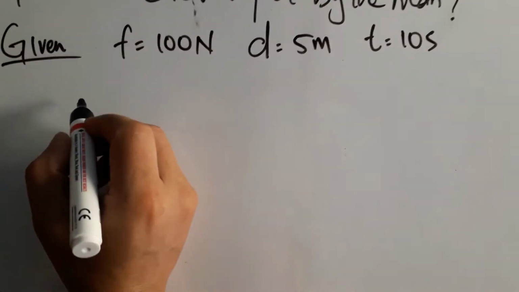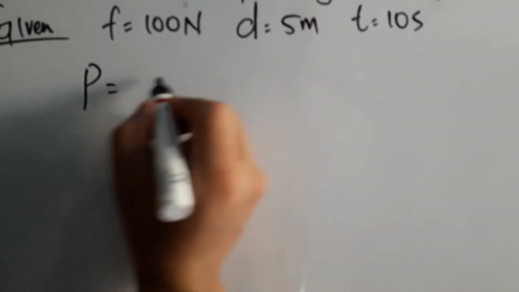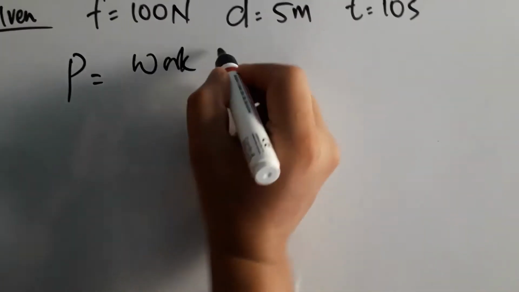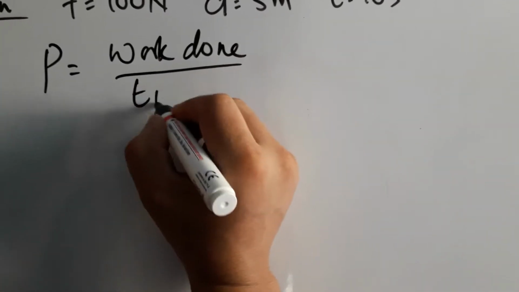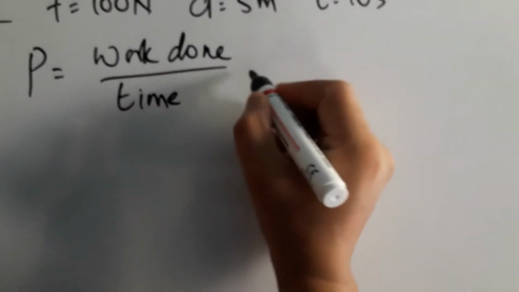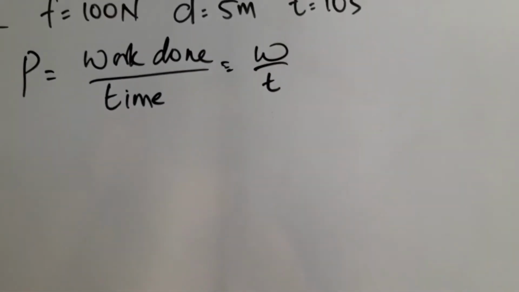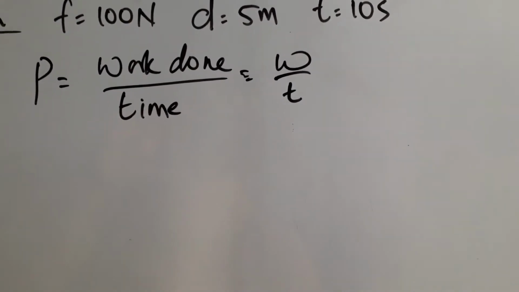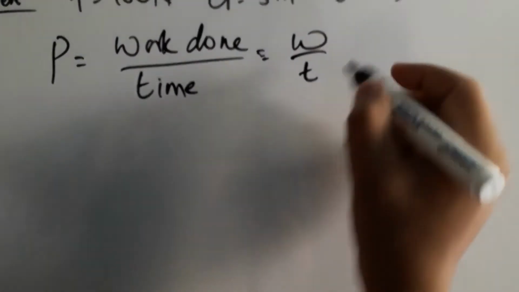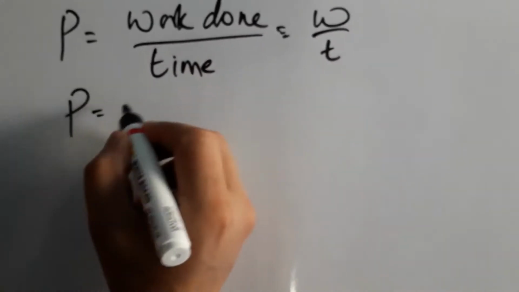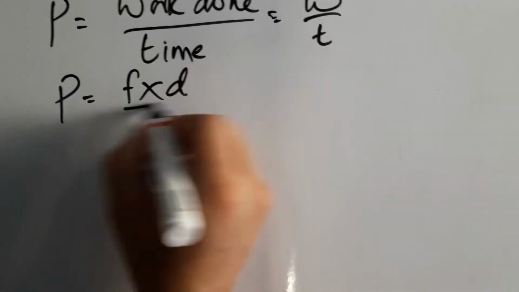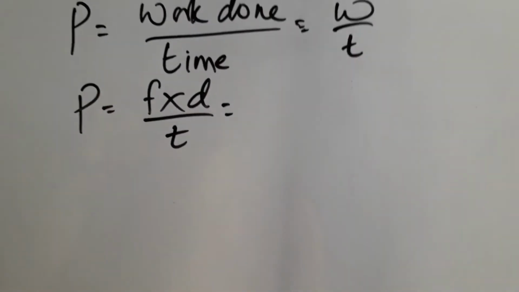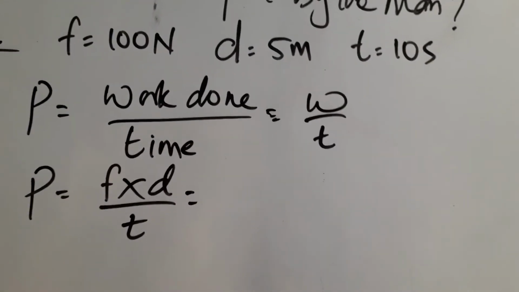Now we can use the formula of power. P is equal to work done divided by time taken, or we can also simply write it as W over T. So power is equal to W over T, or work done over time. Now let's substitute the values. Since work done is equal to force times displacement, we can also write it in this way, so it will be easier for us to substitute the values.